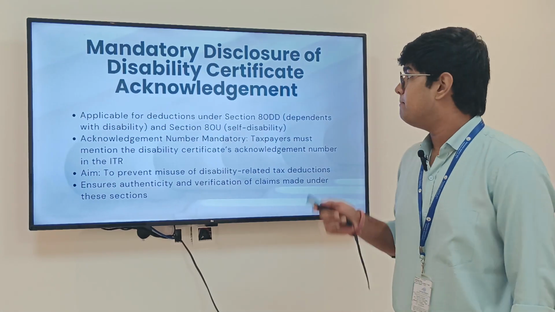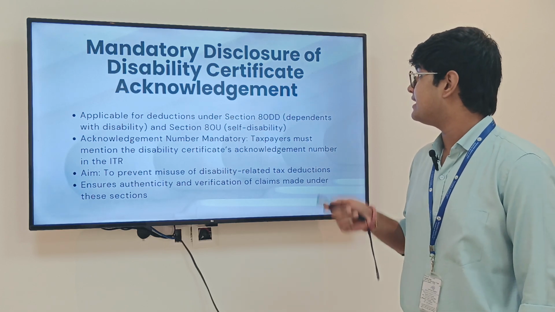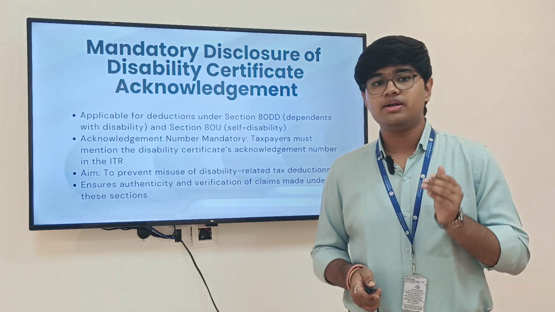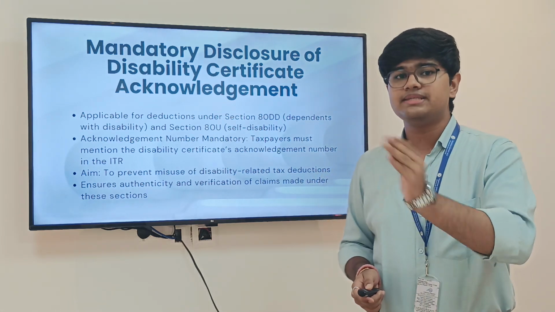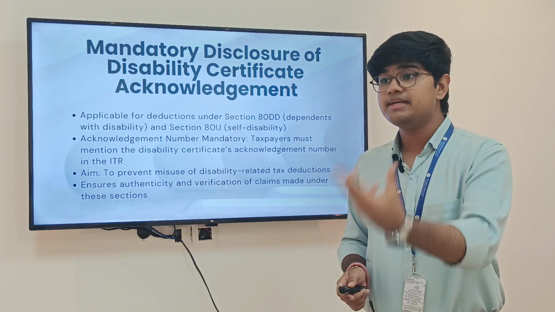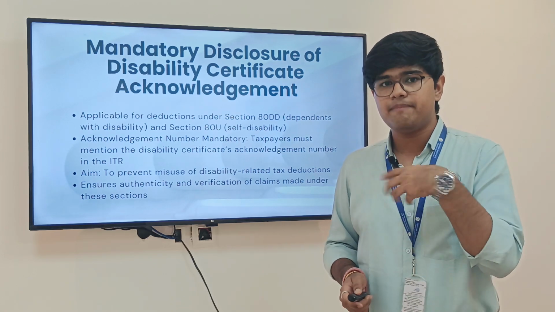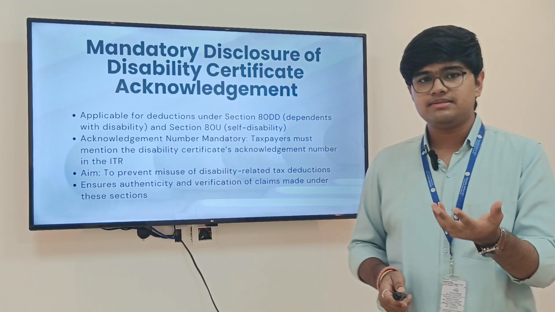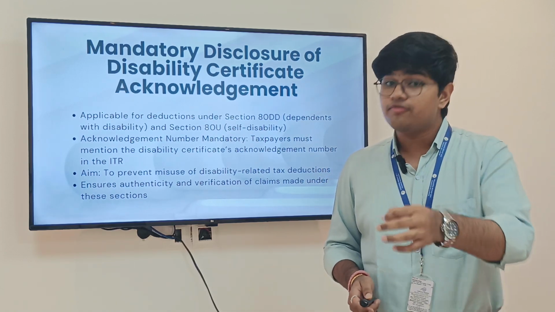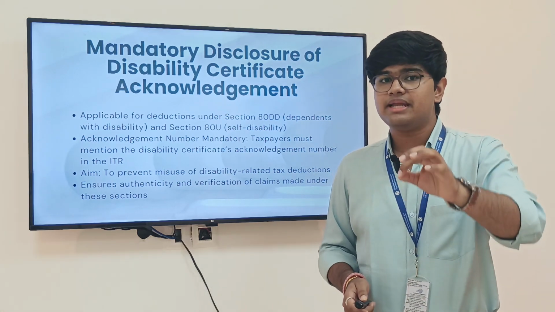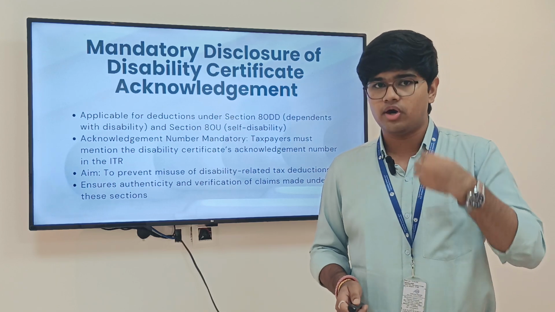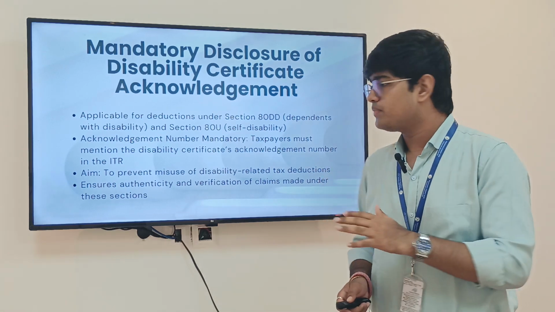The next change is mandatory disclosure of disability certificate acknowledgement. Section 80DD and section 80U are for deductions in relation to disability. Section 80DD is when you incur expenses for a dependent disabled, not just disabled, a dependent disabled. If you incur expenses for a dependent disabled, you can claim deduction under section 80DD. Now, if you yourself are disabled, then you can claim the deduction for the expenses incurred by yourself for your disability under section 80U.